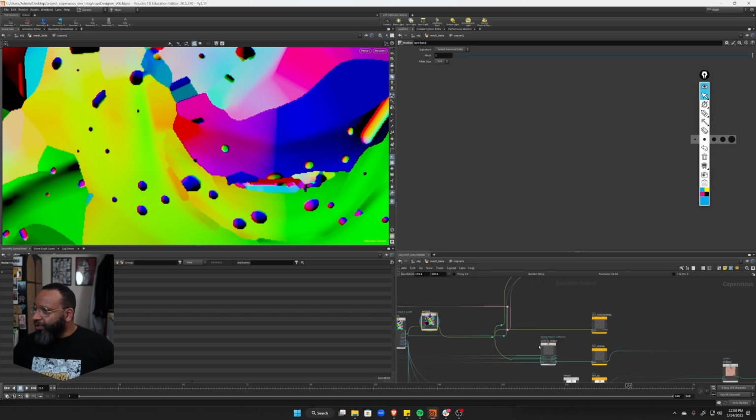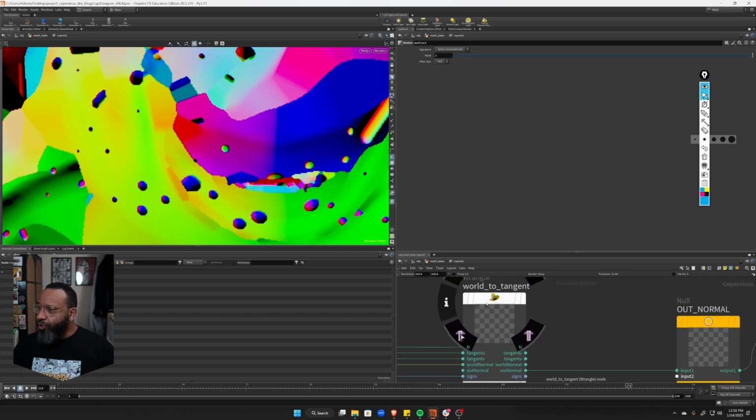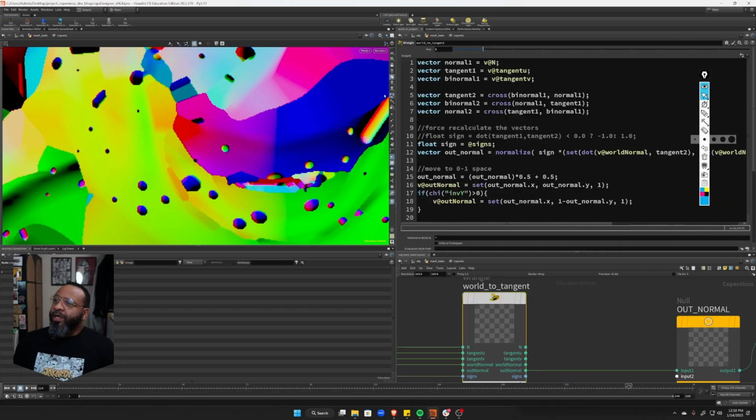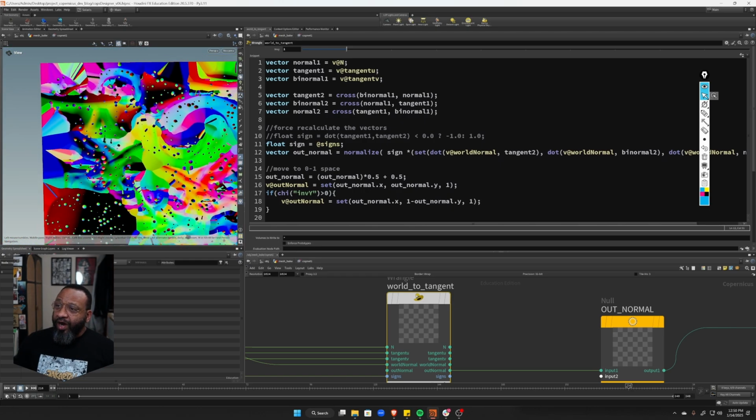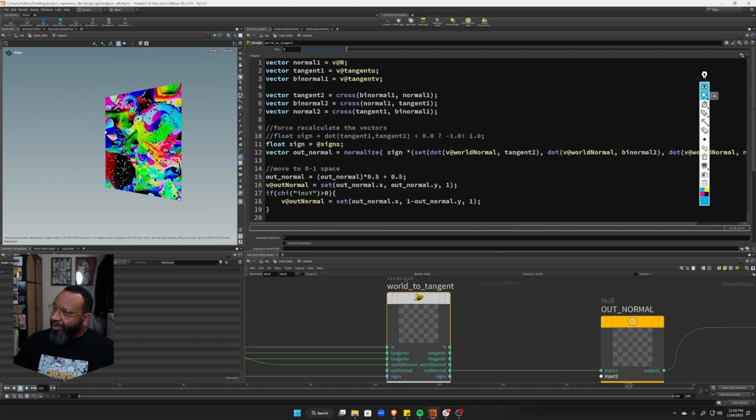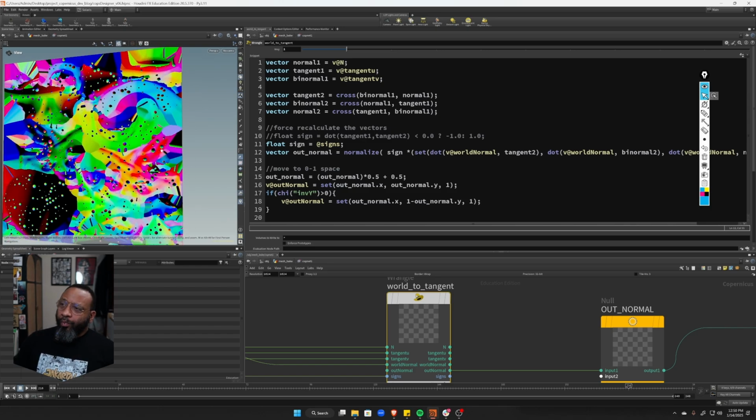Okay, so the next thing is we're going to go world to tangent. So this is the bad boy, and you can see it's not a lot of code. It's 19 lines of code, but what it's doing is very, very powerful. I will try to explain what it's doing as best I can, but at the very least, just know that this code is in here. They've shown you how to do it. You need to just convert it over to your own needs.